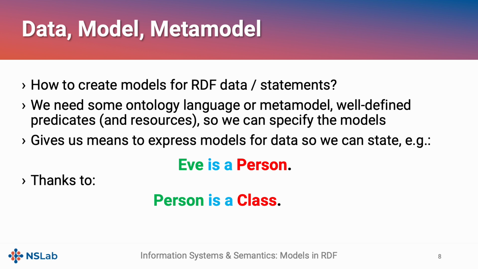To create such models and metamodels, we need some ontology language, some resources and properties that can be used to form statements specifying a model or a metamodel. So for example, if we want to state that Eve is a person, we need to define person as a class. But then we need to get this resource or notion of a class from somewhere where it is clearly defined with proper semantics and accompanied by constraints and some rules.